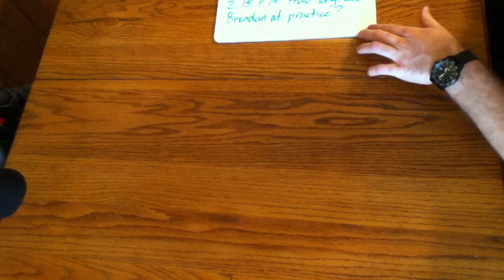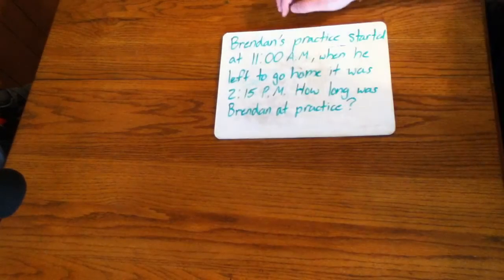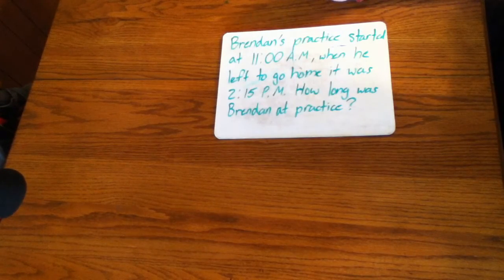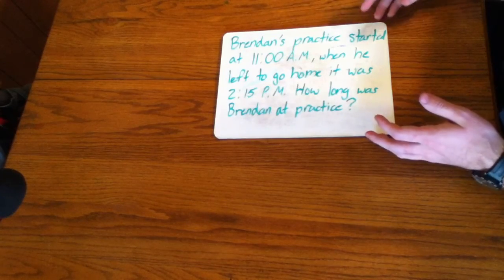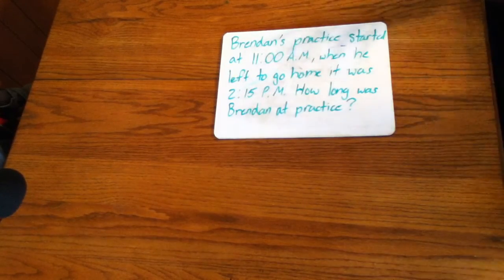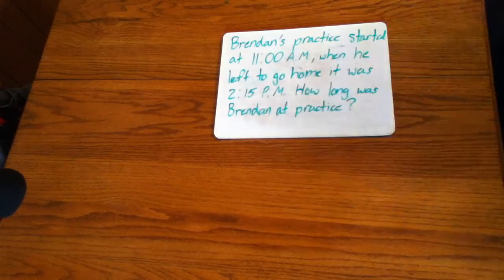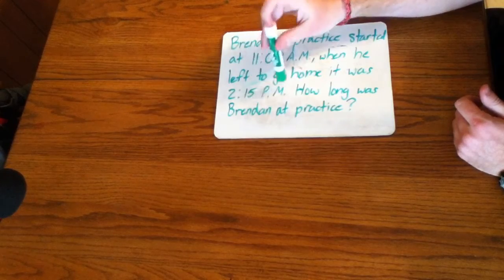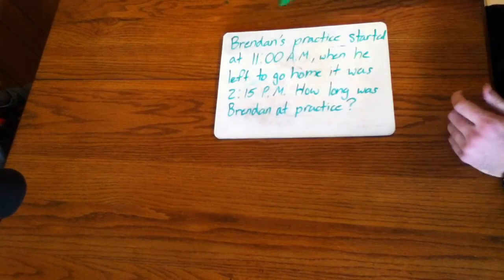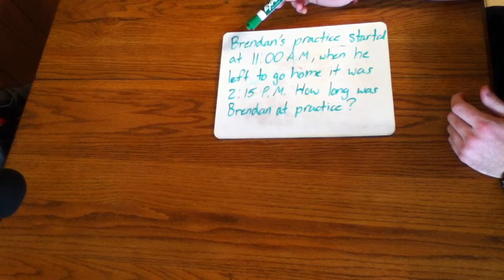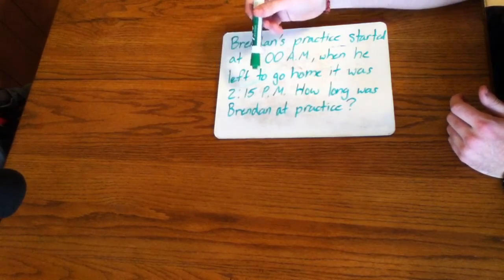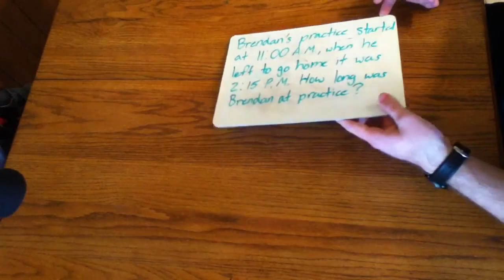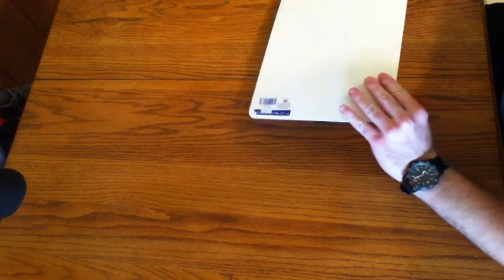All right, so our question is: Brendan's practice started at 11 a.m. When he left to go home, it was 2:15 p.m. How long was Brendan at practice? So in the problem we see that Brendan went to practice at 11 a.m. and he went to go home at 2:15 p.m. And so the elapsed time we're looking for is the time it took to get from 11 a.m. to 2:15 p.m. And so there's a couple ways that we can go about solving this.